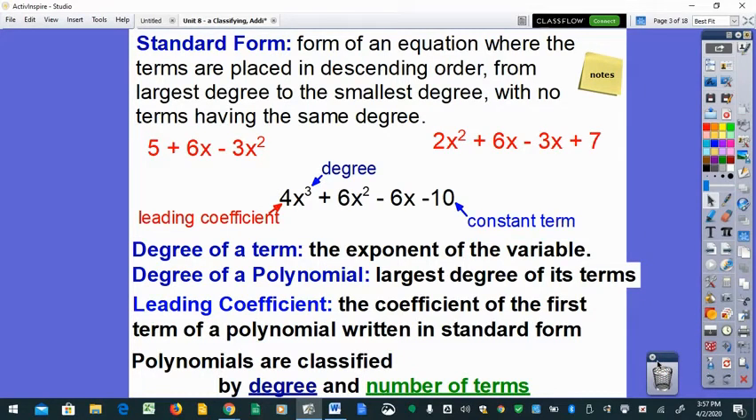So standard form, make sure your exponents go down from largest to smallest. That's called the degree. The degree of the polynomial is the biggest exponent, and the number in front is called the leading coefficient. Now we're going to start naming these guys. So here comes some major vocabulary.